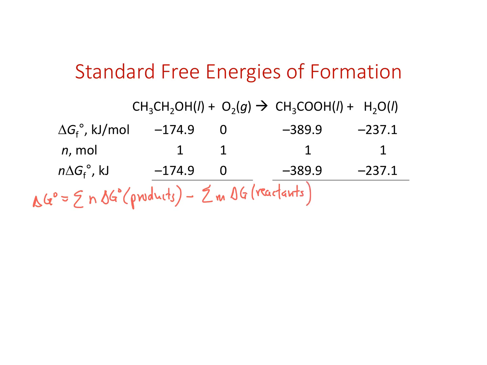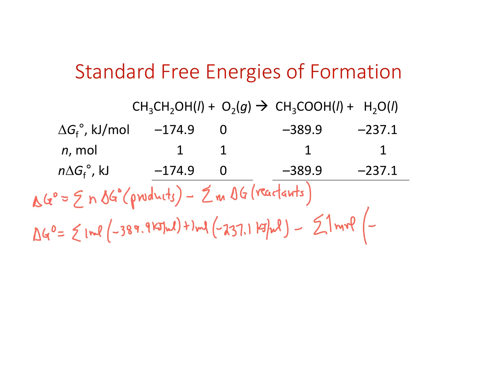So plugging all that information together, my delta G for this reaction would look like, well, I have 1 mole of acetic acid at negative 389.9 kilojoules per mole, plus 1 mole of water at minus 237.1 kilojoules per mole, subtract the free energies of my reactants, and I have 1 mole of water, and that is negative 174.9 kilojoules per mole.